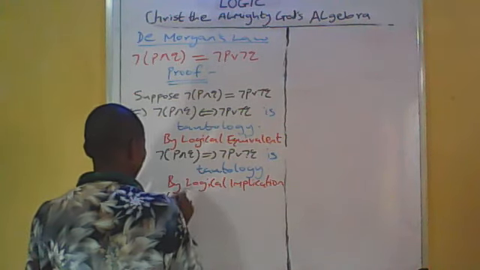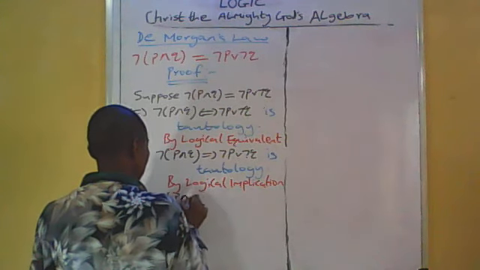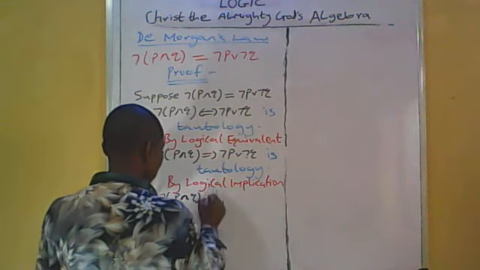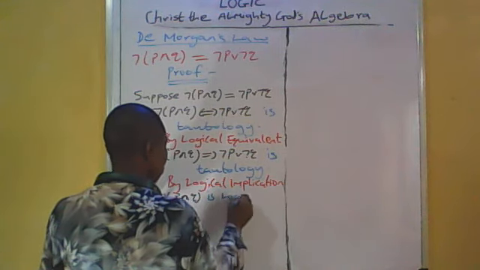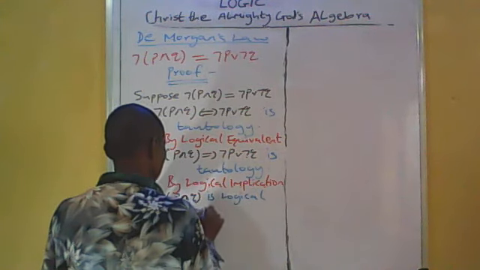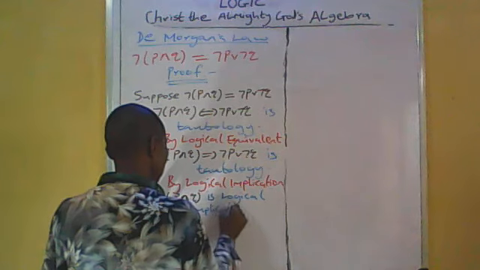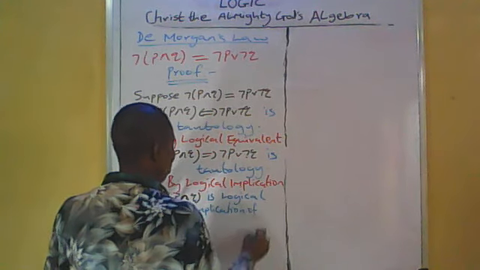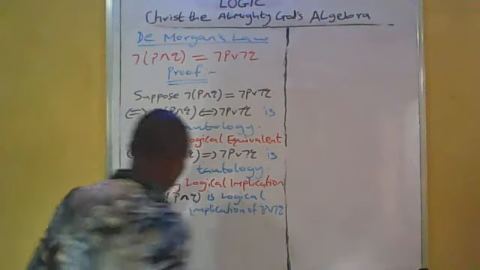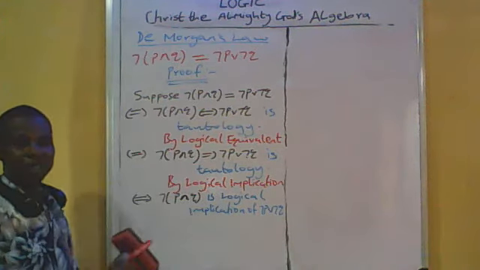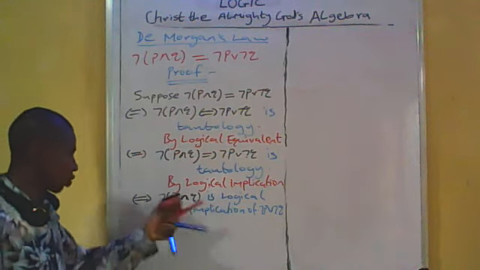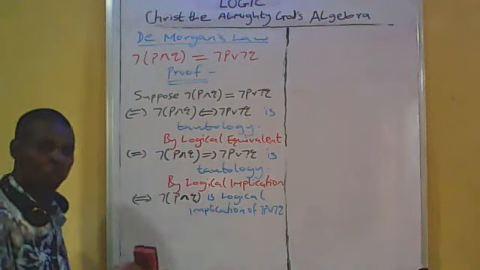Not bracket P and Q is a logical implication of not P or not Q. Since it is a logical implication of not P or not Q, if this is true, this must also be true.